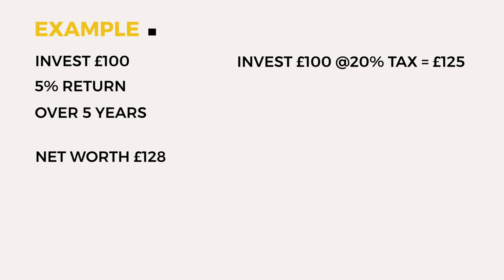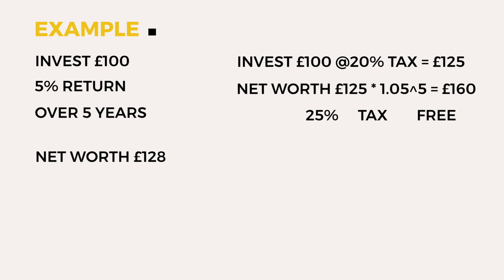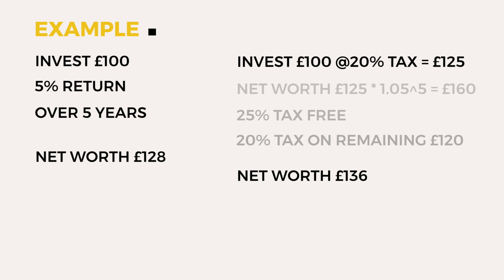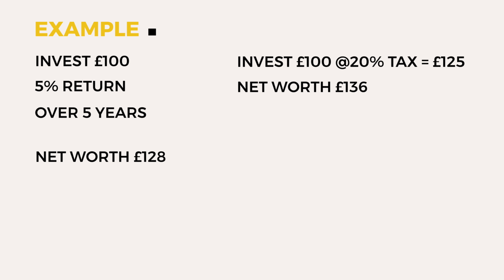When we then compound our £125 over 5 years at 5%, we achieve £160. With our current tax laws, 25% of that is tax-free, so £40 of that is tax-free. We pay taxes on the remaining £120, and let's assume we are paying 20% tax, which leaves us £96. £96 plus £40 is £136. That is still reasonably close to the £128 that we would have achieved if we invested in an ISA account.